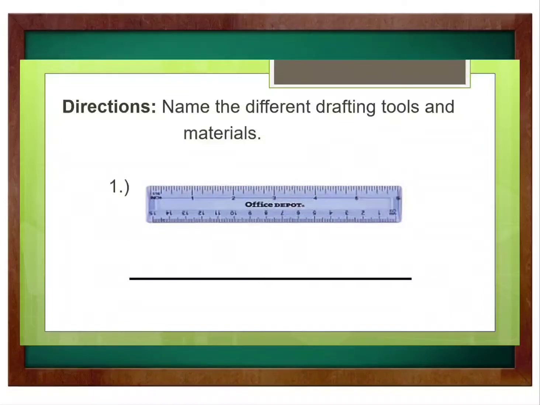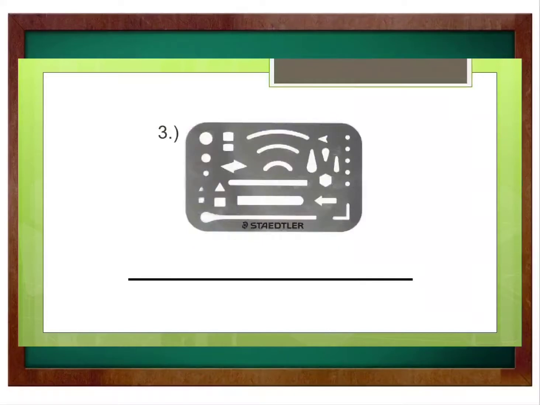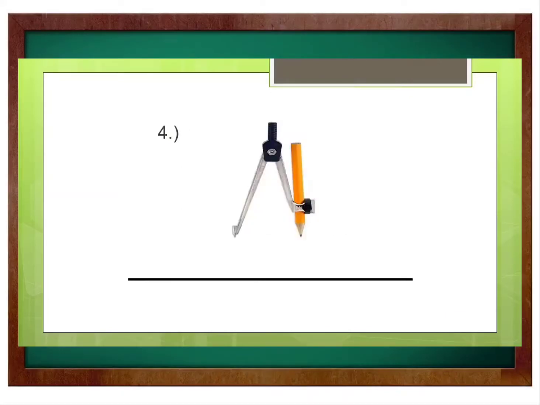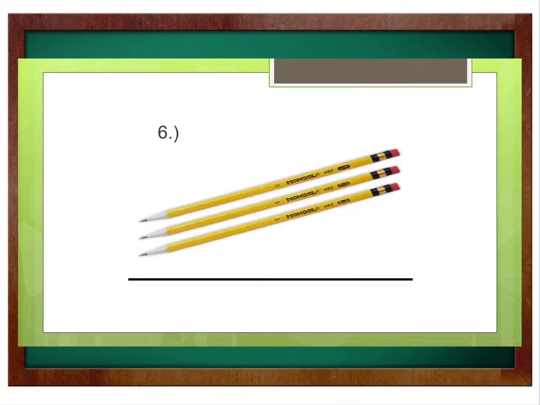Ma'am, it is a roller. That's correct. How about this object? Ma'am, it is a drawing paper. Very good. How about this one? Ma'am, it is an erasing shield. That's great. What is the name of this drafting tool? Ma'am, it is a compass. Amazing. How about this object? Ma'am, it is an eraser. Correct. How about this one? Ma'am, they are pencils. Very good.